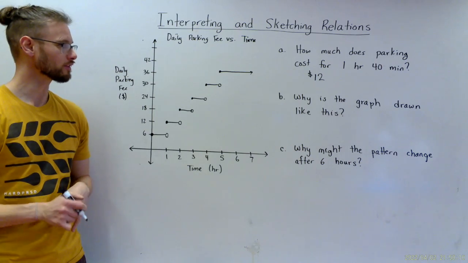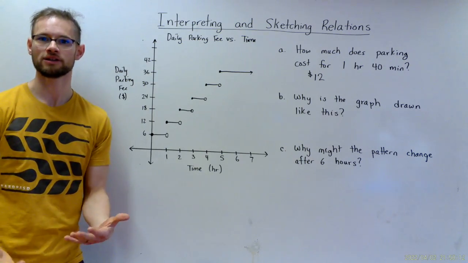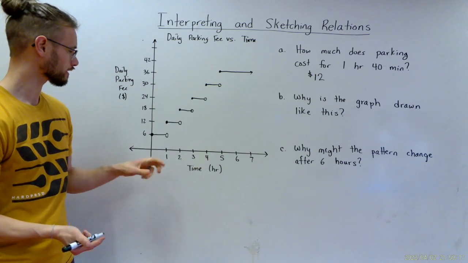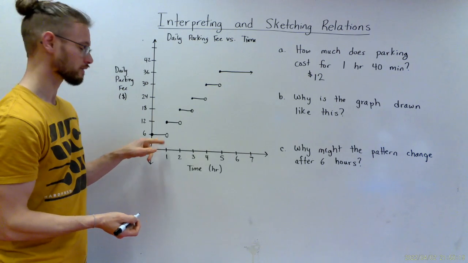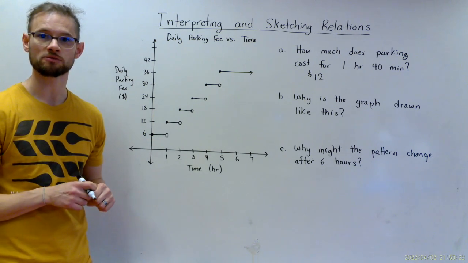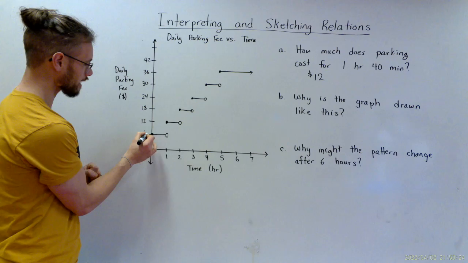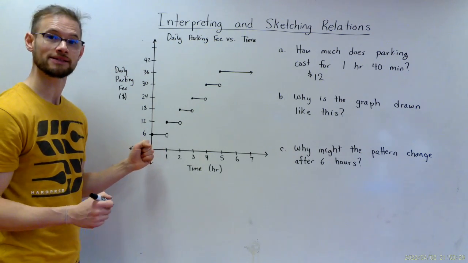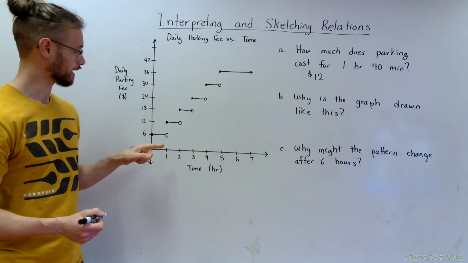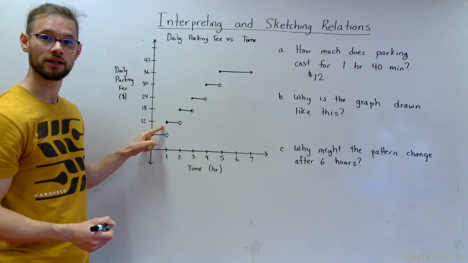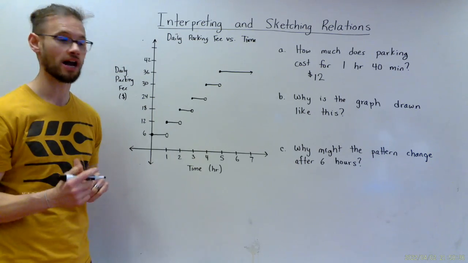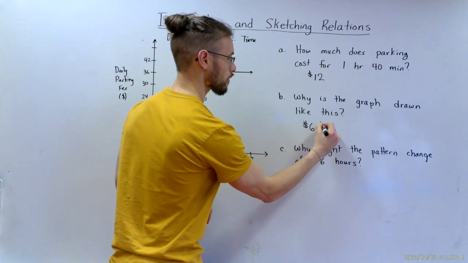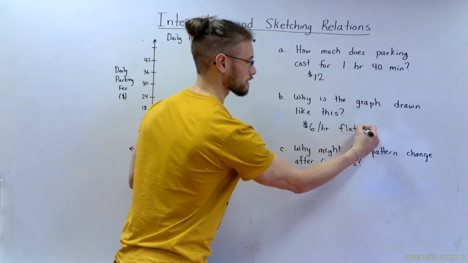Next, it says, why might the graph be drawn like this? Or how would I interpret this? Well, my interpretation as I look at this graph is, what it says is there is a flat rate of $6 per hour for parking. So it doesn't matter whether I do it for 1 minute or 59 minutes, I'm spending $6 on parking. But once I hit that 1 hour mark, it's jumping to $12. At the start of each hour, I'm paying an extra $6. So there's a $6 per hour flat rate for parking.